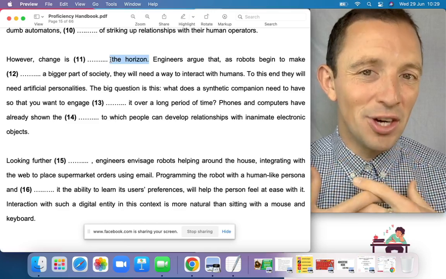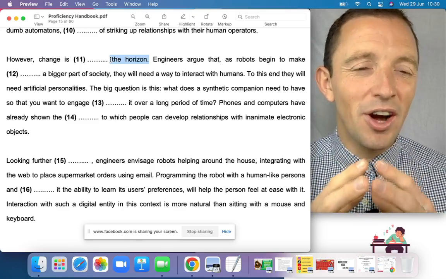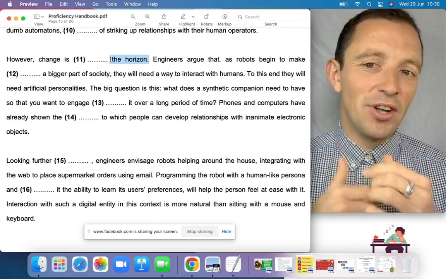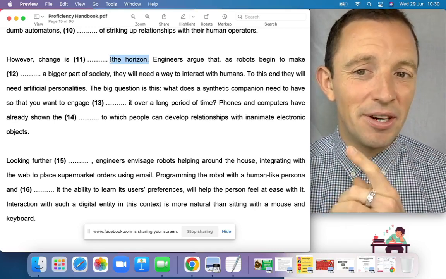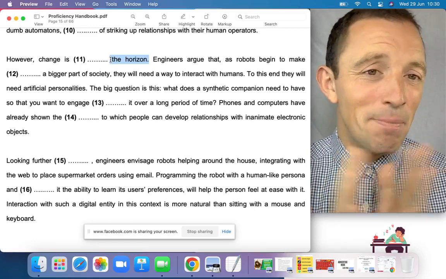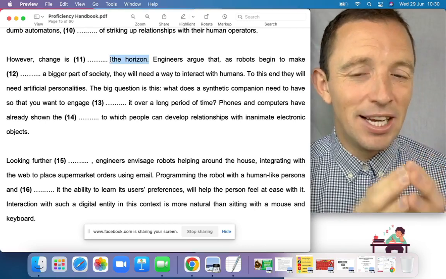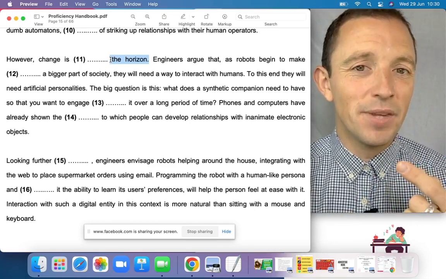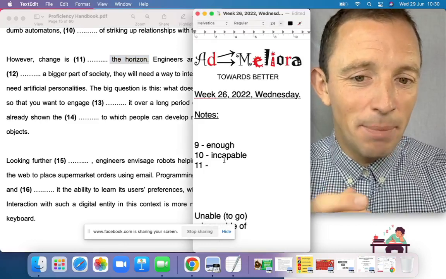Something is on the horizon. Your holidays are on the horizon. Your holidays are going to happen very soon. Change is on the horizon. So that means change is going to happen very, very soon. So that's the best answer for sure. I don't think there's anything similar. I think that's the only option for number 11, because it's a typical expression and it's just a basic preposition.